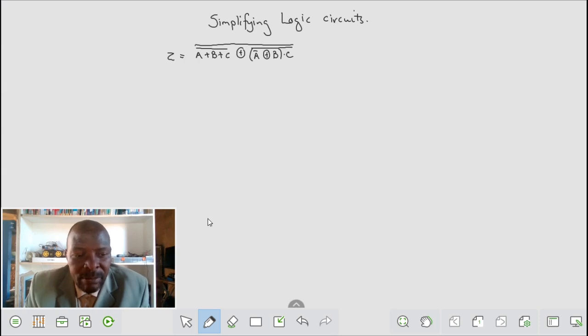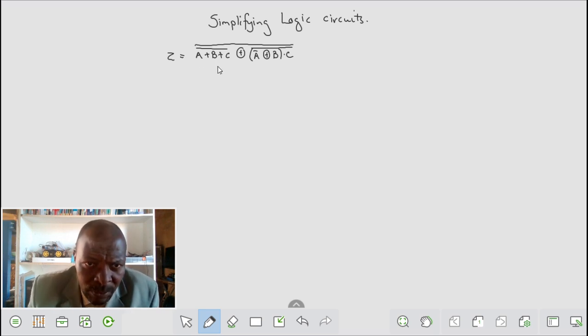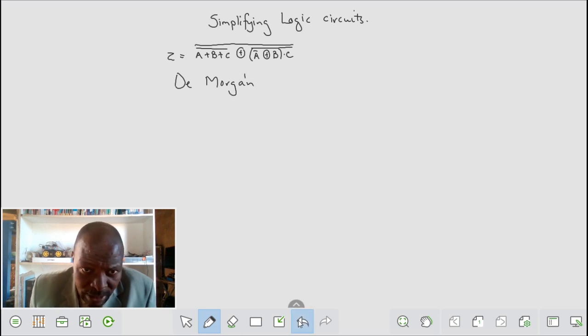Okay, to simplify logic, there are certain basics in mathematics that I'll bring up as I solve this. There are certain reminders that come from normal mathematics. First, you have to understand what is called De Morgan's theorem. De Morgan's theorem is very important when it comes to this aspect of the work.